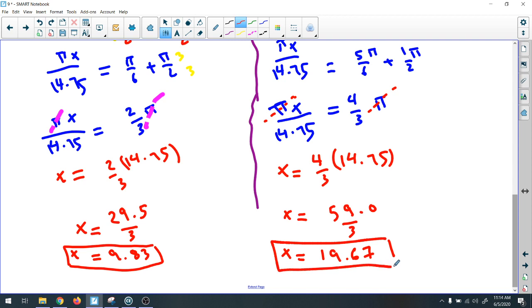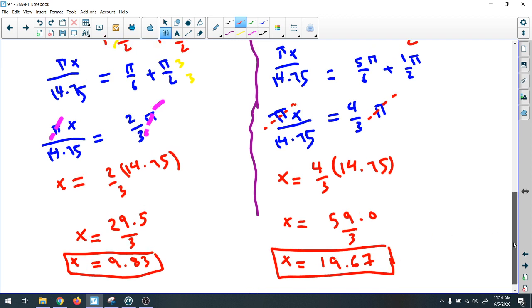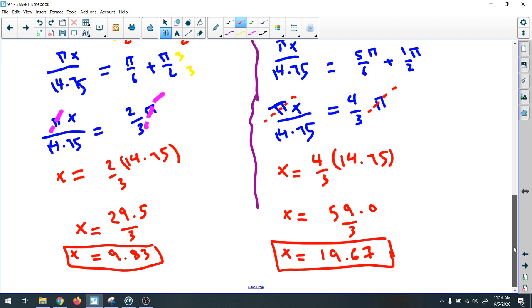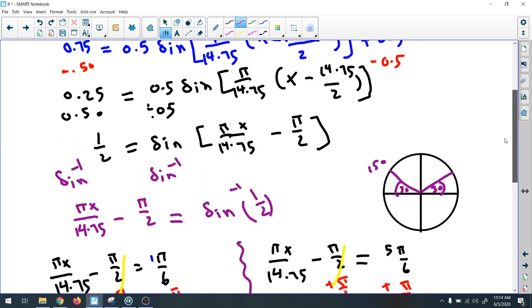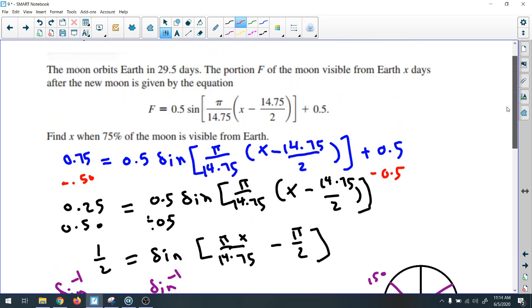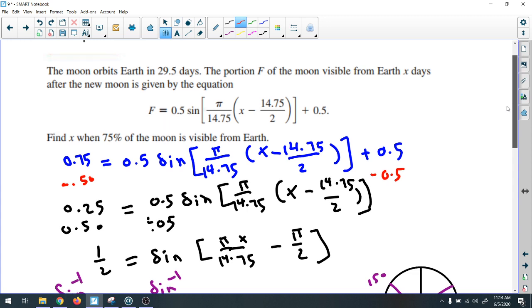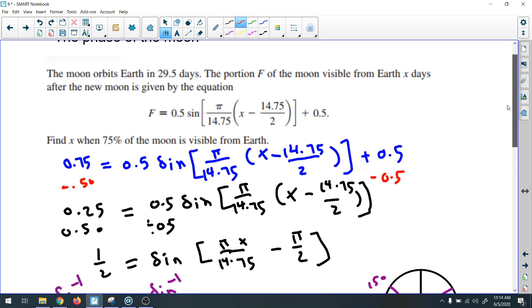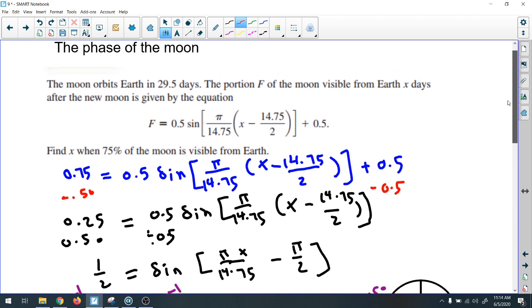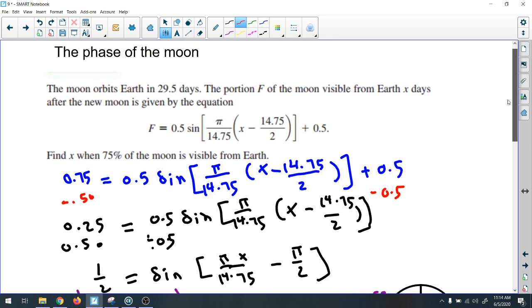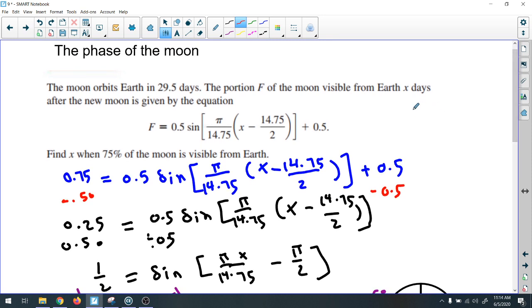So we have two solutions for that. x equals 19.67 or x equals 9.83. And here they were looking for x. Find x. And x represents how many days the moon is visible.